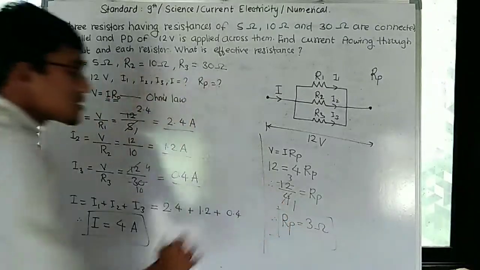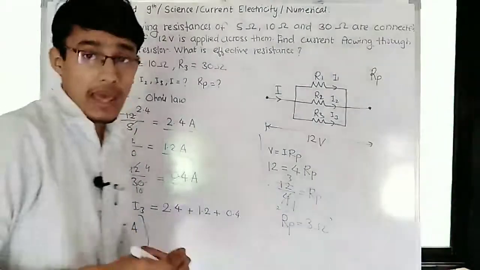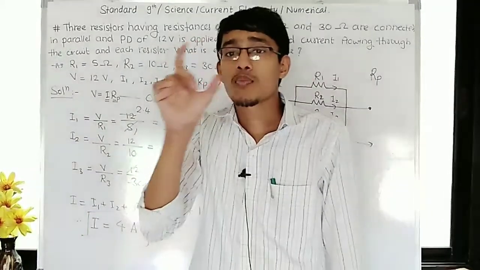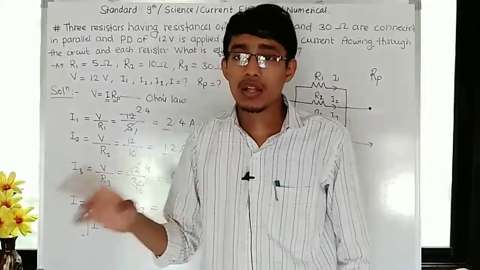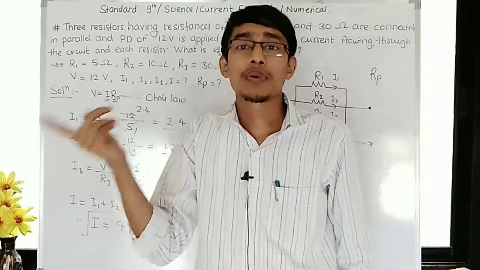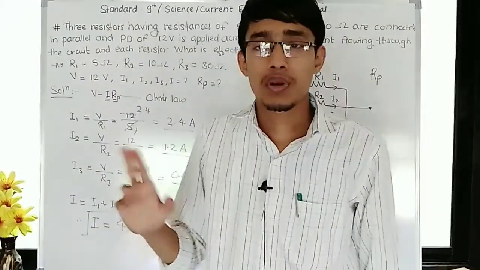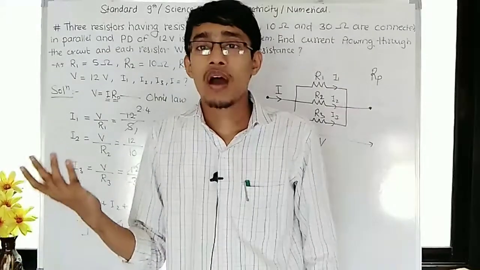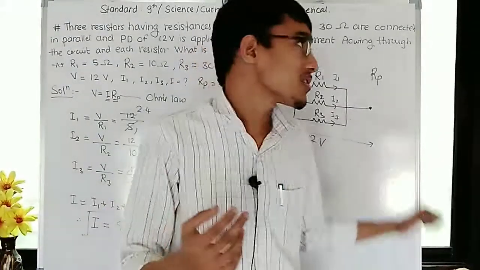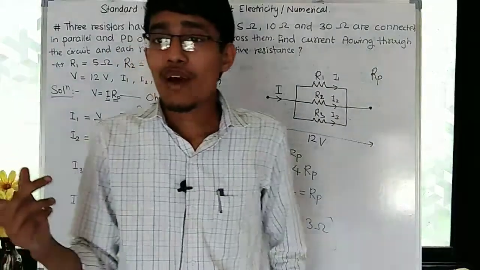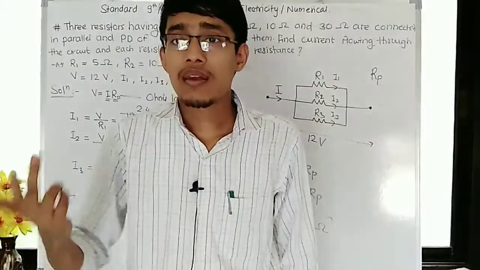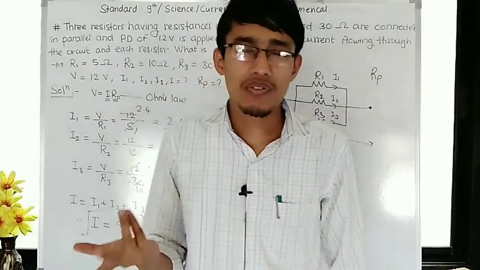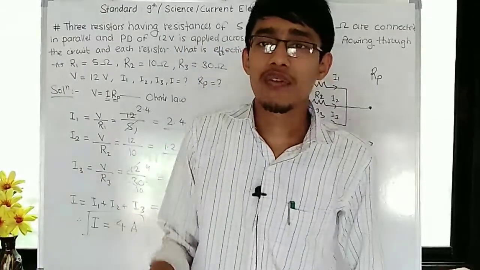This is one method, or else we can apply another method, that is the formula for effective resistance for parallel connection: 1 upon Rp is equal to 1 upon R1 plus 1 upon R2 plus 1 upon R3. After substituting the values of the resistances, we will find the value of 1 upon Rp, and once we take the reciprocal of that, we will get the value of Rp.